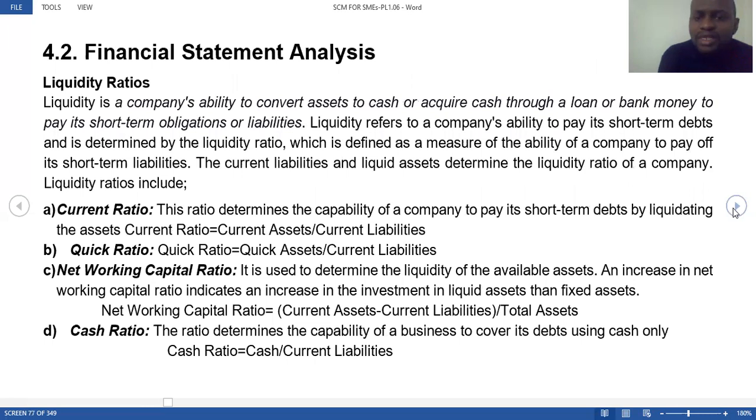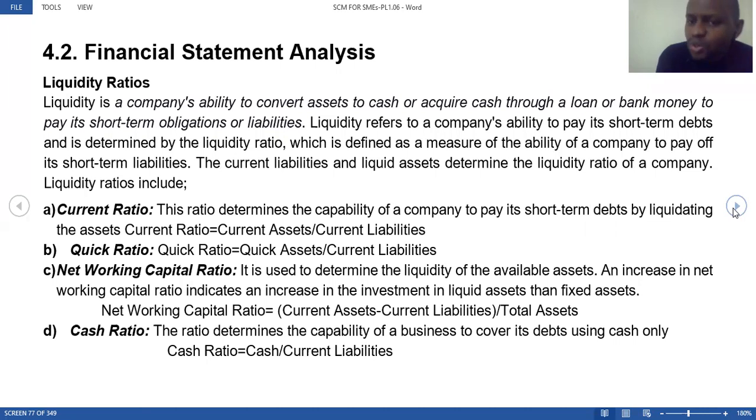So once you understand that, you need to understand the various financial analysis of financial statements. So we have different ratios, and the first ratio we have is the liquidity ratio. Liquidity ratio is a ratio that shows the ability to convert assets to cash or acquire cash through a loan or a bank money to pay its short-term obligation and liability. So for a business to survive, they normally look at the liquidity of that business, the flows, the money that is flowing for that business, so that at the end of the day, the company is able to know whether they are doing good or bad.